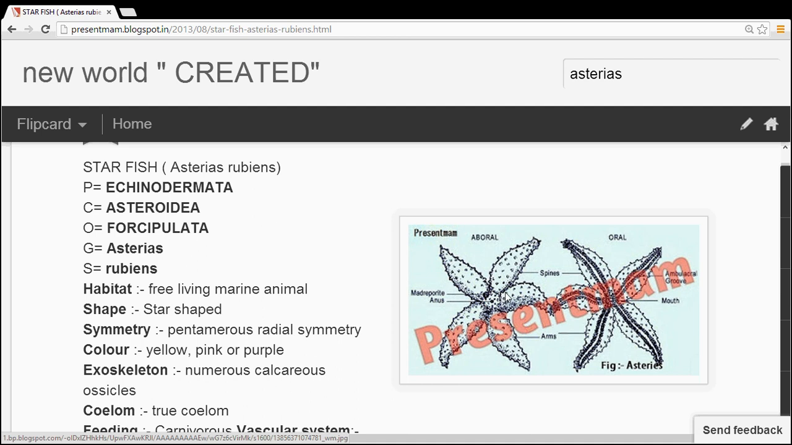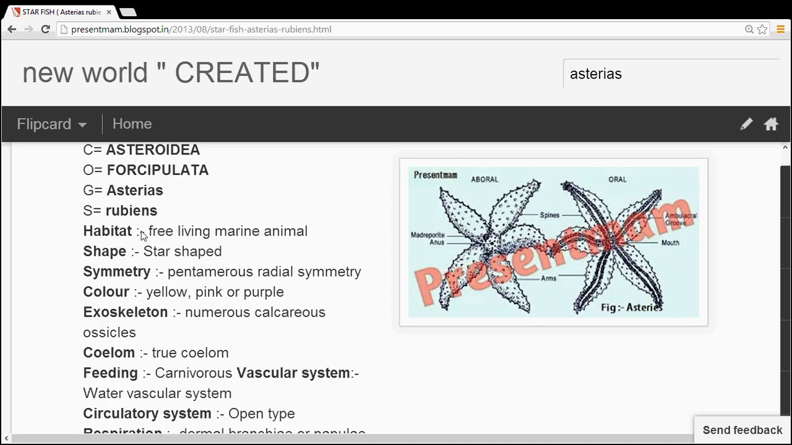arms, with an aboral and an oral side. The oral side contains the mouth, and the five arms contain spines. Now about their habitat, they are free-living marine animals, star-shaped, with pentamerous radial symmetry. The color is mainly yellow, pink and purple.